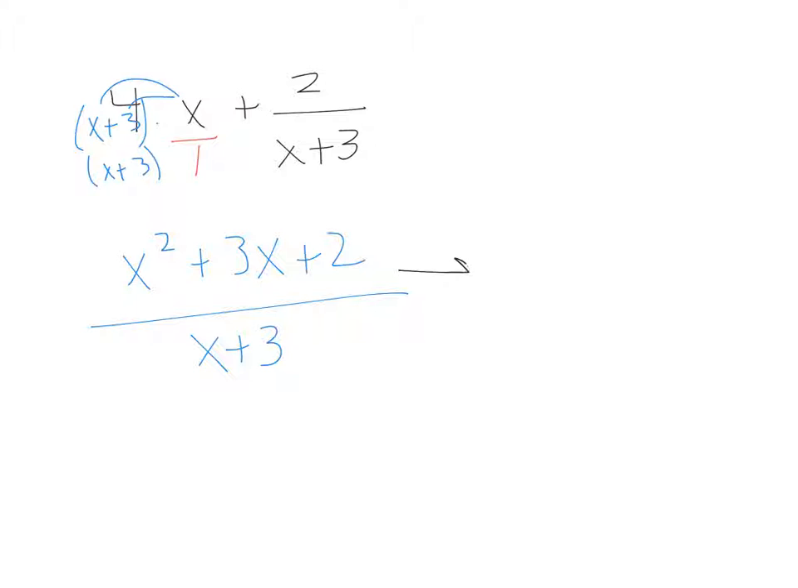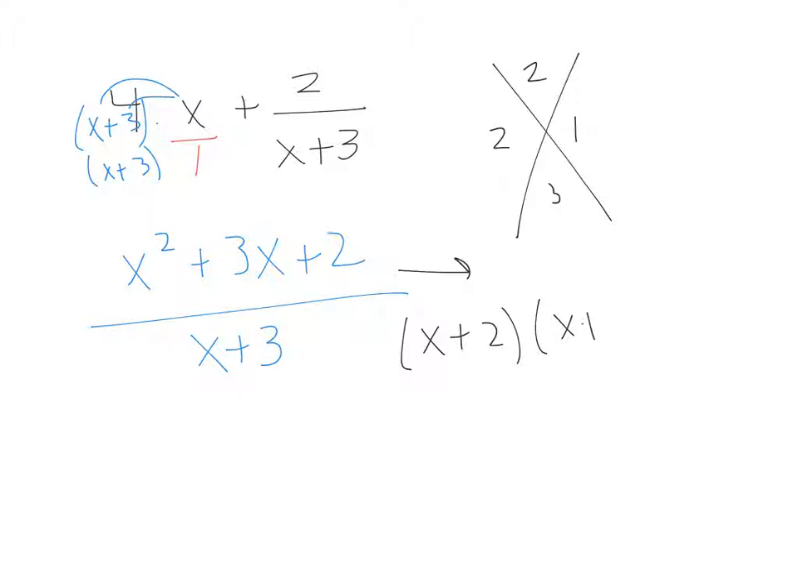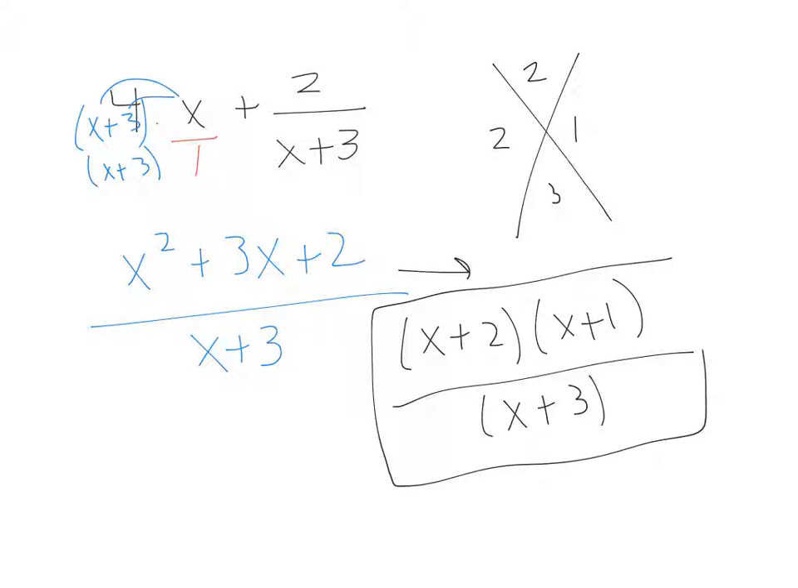And let's look at factoring this numerator and figure out factors of 2 that when added together give me 3, which would be 2 and 1. So when I factor this, I end up getting x plus 2 times x plus 1 all over x plus 3. So there actually isn't anything that I can cancel out here, and this would be my simplest form.